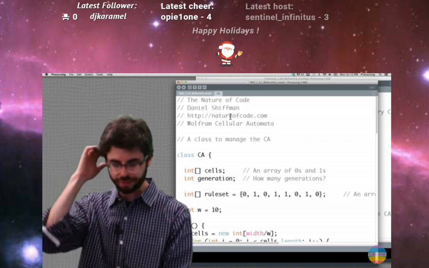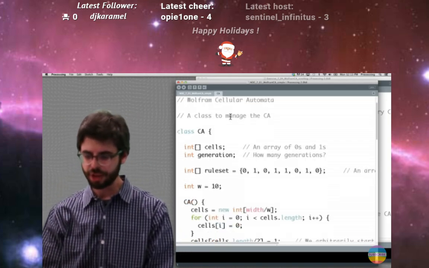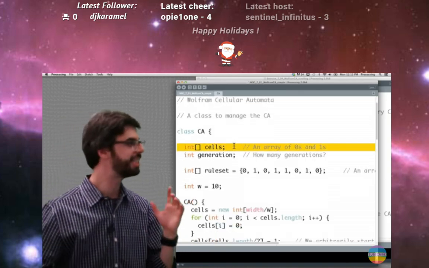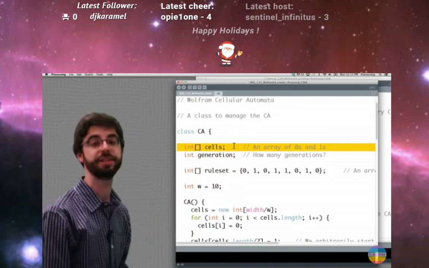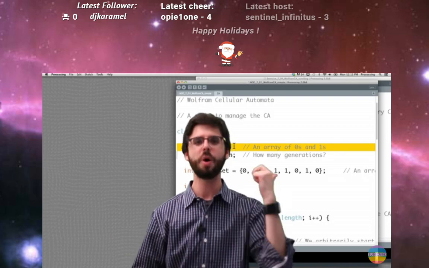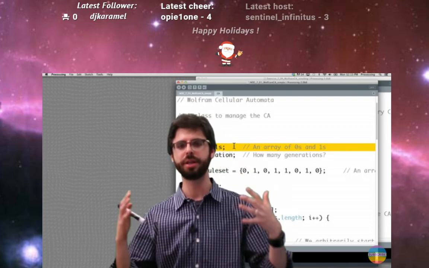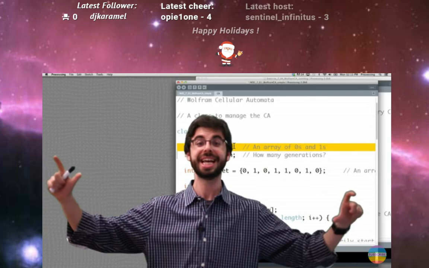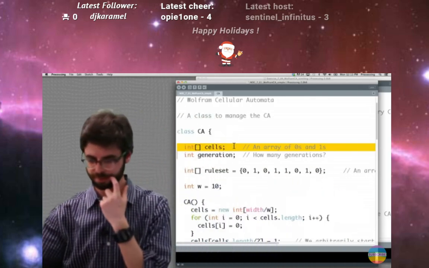Okay, what's going on here? I just want to point out a few things. One is that the cells are represented as an array of integers. So a given generation is an array of integers: 0, 1, 0, 1, 1, 0, 1, whatever it is. That is the array, that is that generation.